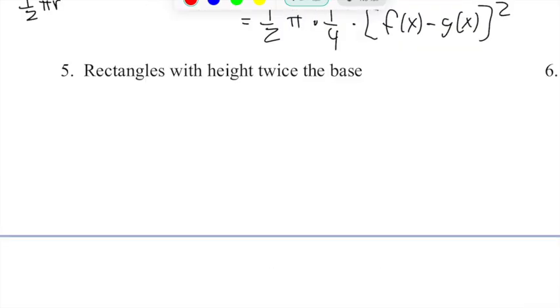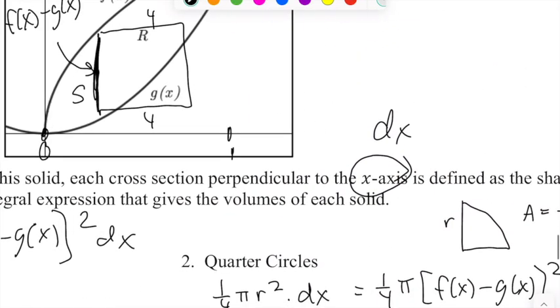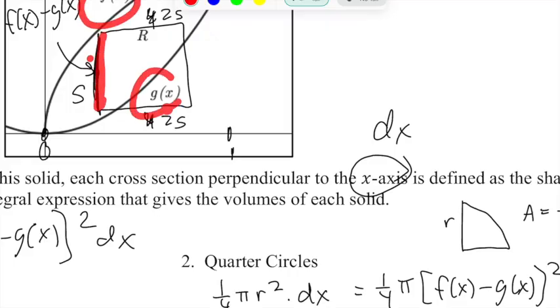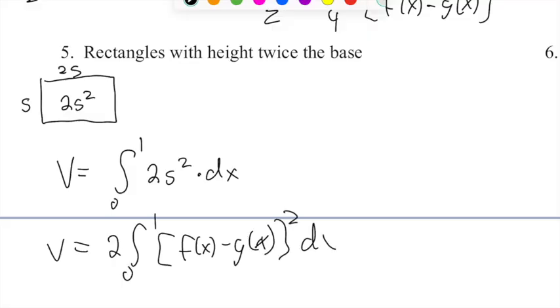Okay, rectangles with height twice its base. So again, we have a rectangle. So we have side, and this is 2 times the side. So the area is going to be 2 times the side squared. So if I want to find the volume, it's the integral from 0 to 1 of 2 side squared dx. And again, the side, coming back to here, this is just going to be 2s instead. So this height is going to be f of x minus g of x. So I'm going to pull the 2 out in front, and this is going to be f of x minus g of x squared dx.